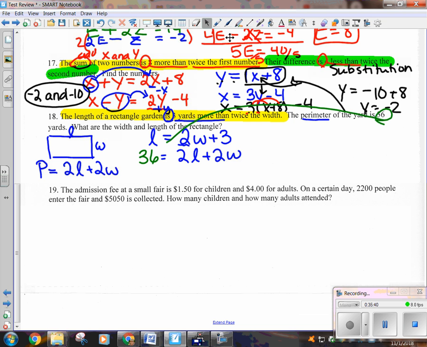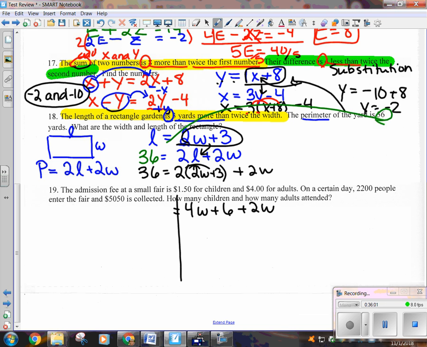This one's set up to substitute, so this is my blob. Substitute in for L right there. 36 equals 2 times the blob L. L comes out, 2W plus 3 comes in, plus 2W. Multiply, multiply. I get 4W plus 6 plus 2W.